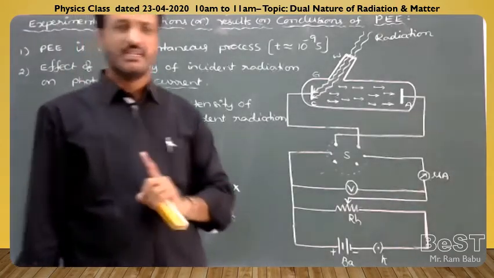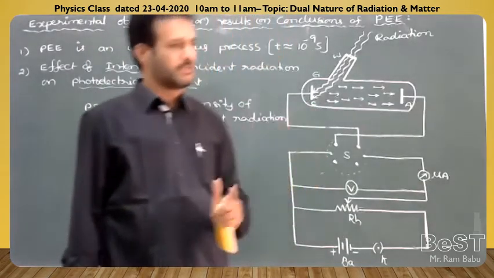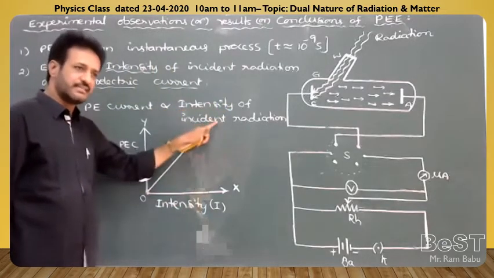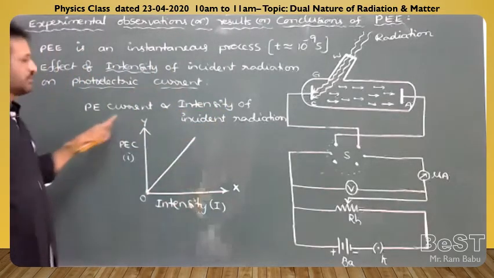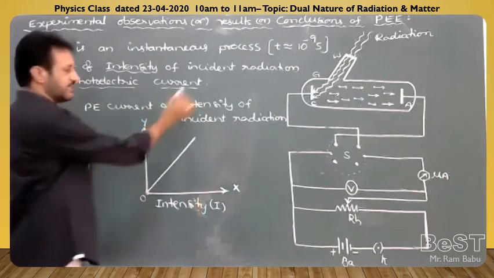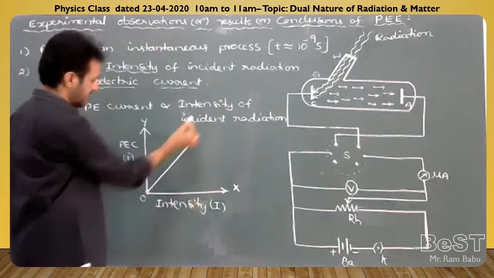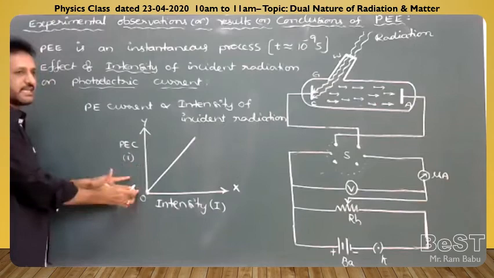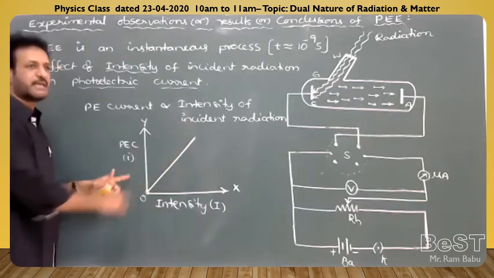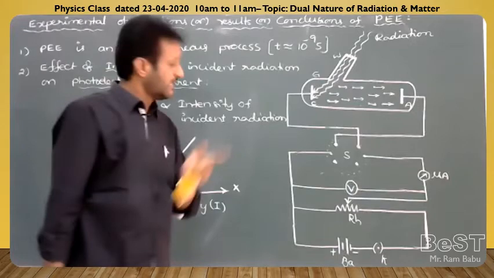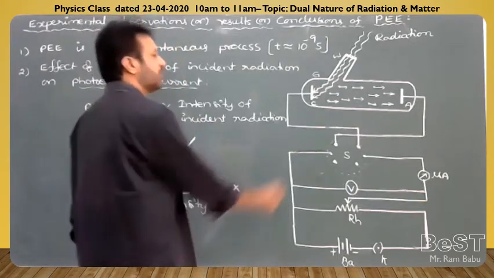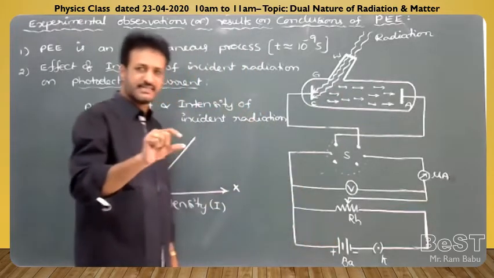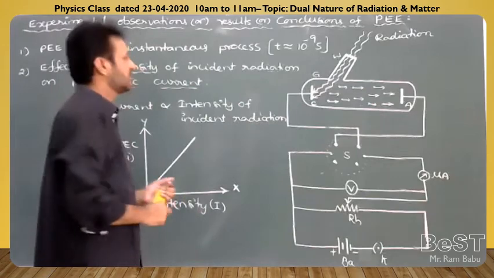So the first observation: the photoelectric effect is an instantaneous process. And the second observation: as the intensity of the incident radiation increases, the photocurrent also increases. So photoelectric current is directly proportional to the intensity of incident radiation. The graph is drawn by taking intensity on the x-axis and photoelectric current on the y-axis. The nature of the graph is a straight line passing through the origin. That is the second observation. And the third observation: how the photoelectric current changes with the change of the applied voltage. As the potential difference changes, we have to study how the current changes. So that is the third observation.